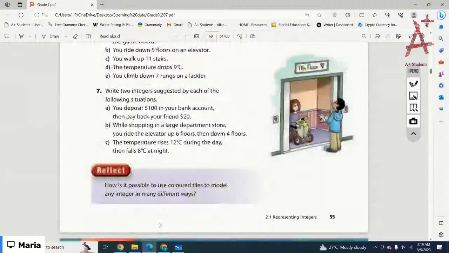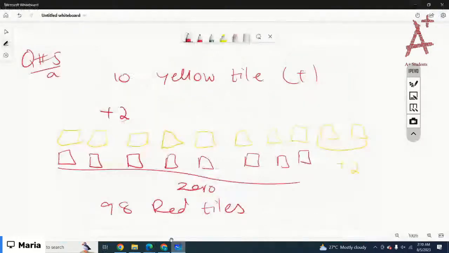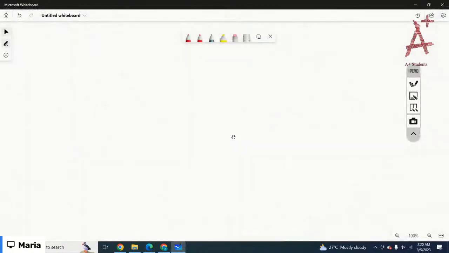Okay, so the first one is you deposit $100 in your bank account, then pay back your friend $20, right? So $100 you added to your account, right? That is a positive number. Whenever you add something in your account, it will be represented by a positive value. So you added $100 to your bank, that would be represented by positive 100, right? Then you pay back. Payback means you pay $20 to your friend. That means $20 would be subtracted from your account, right? So the second number represents negative 20, because you pay back, that would be removed from your account. That is for the A part.